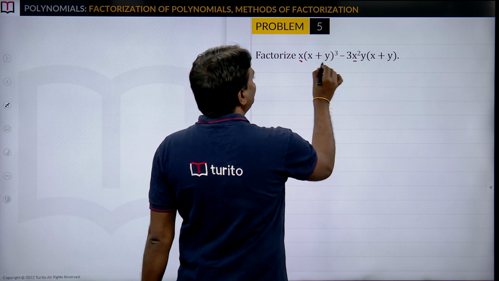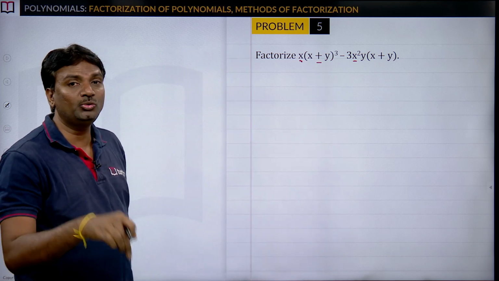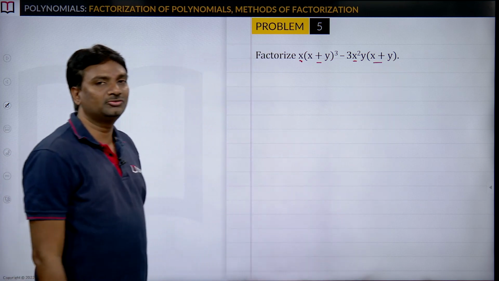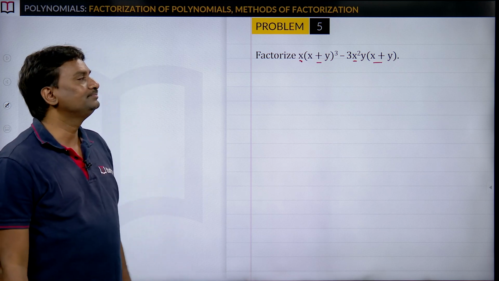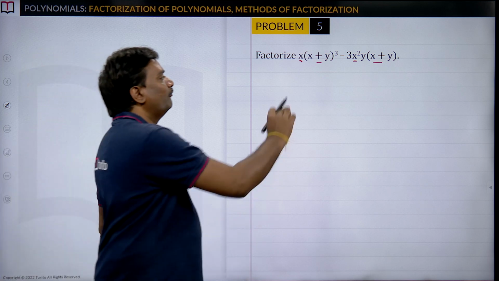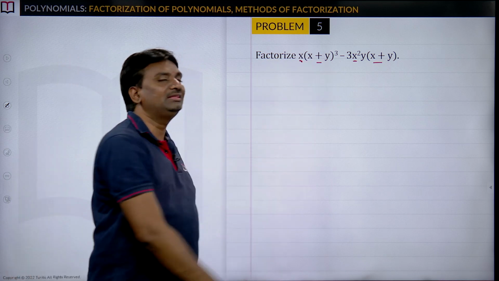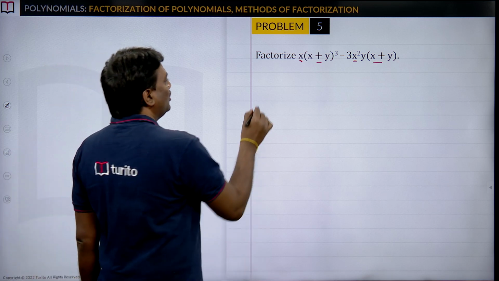Here we have x plus y whole cube. x plus y whole cube means x plus y into x plus y whole square. Here we have x plus y. So, x plus y is also a common factor. Is y a common factor? No. Why? We have only y in the second term, but we do not have y in the first term. That is why we can say y is not a common factor.